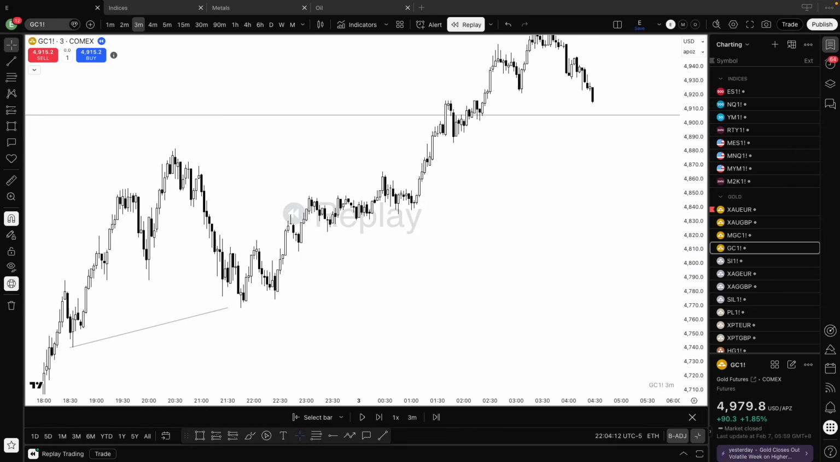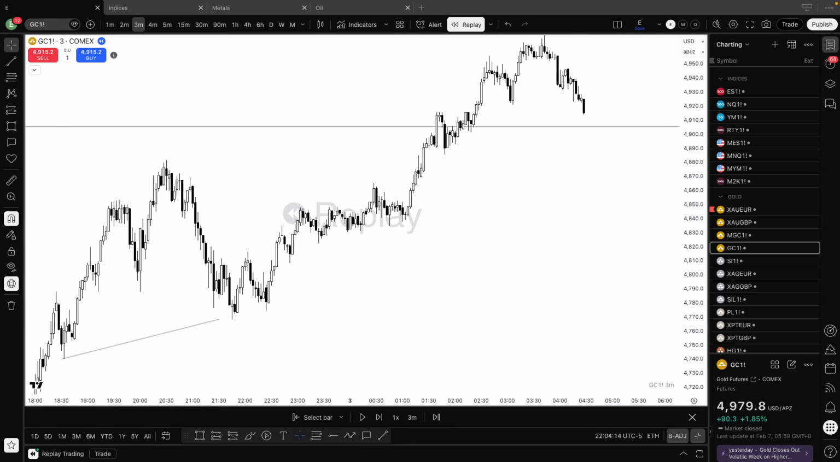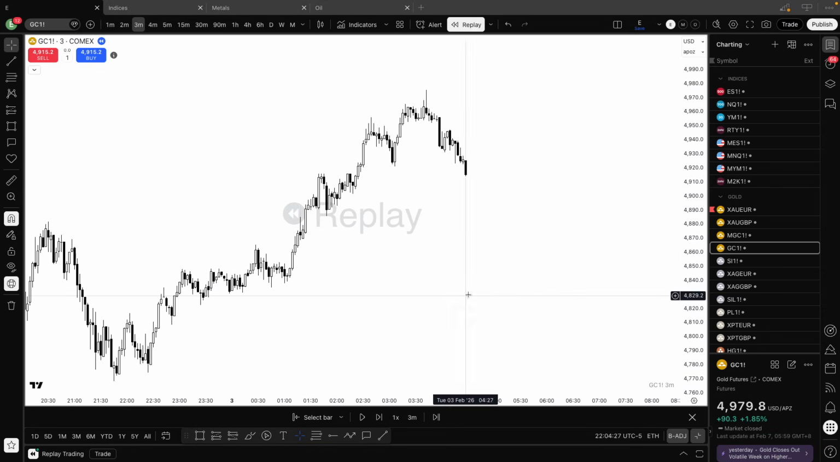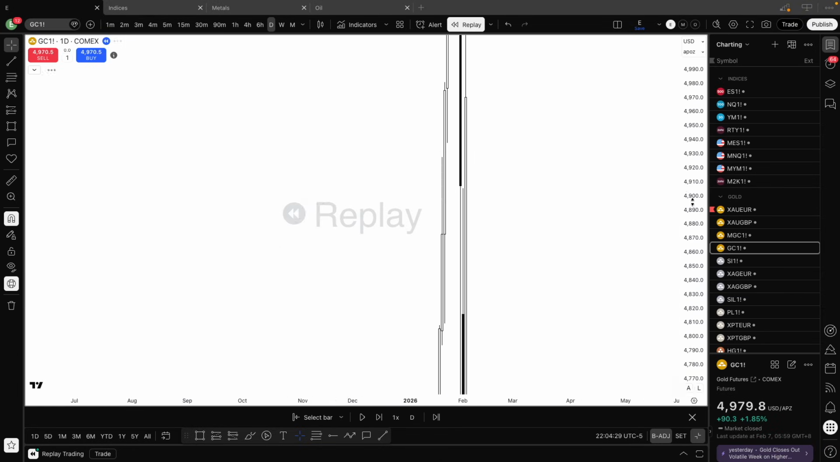And then afterwards, I took NQ, but I'll show indices later. But for gold, that is everything that I took on Tuesday. The rest I took on indices. Now, we're moving into Wednesday, right? So I actually caught the high of day on Wednesday.